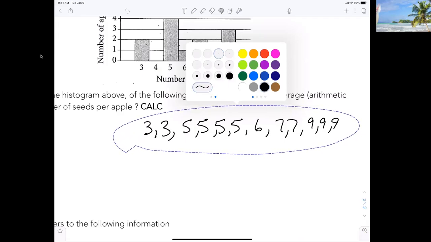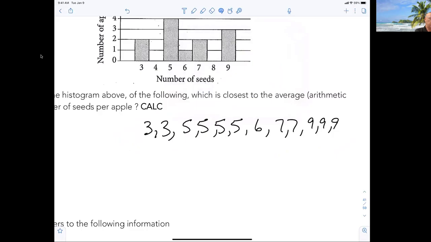Now, the standard deviation is done weird, right? There's a formula for it. It doesn't matter what the formula is. But the next problem down here, this symbol right here is for standard deviation. And this also is standard deviation.